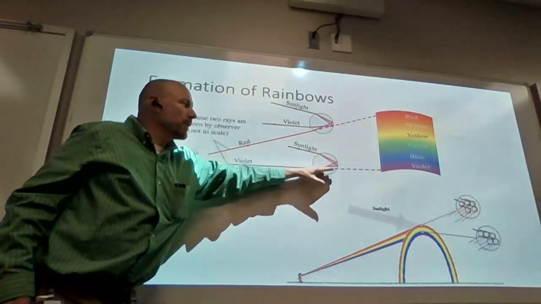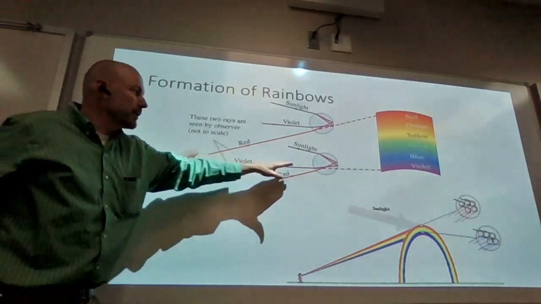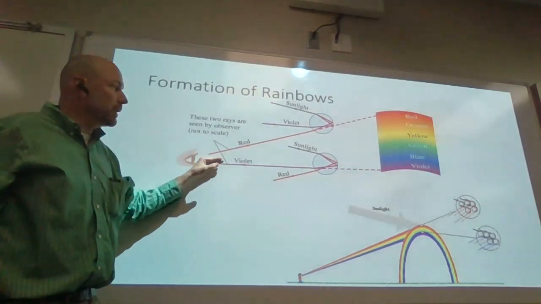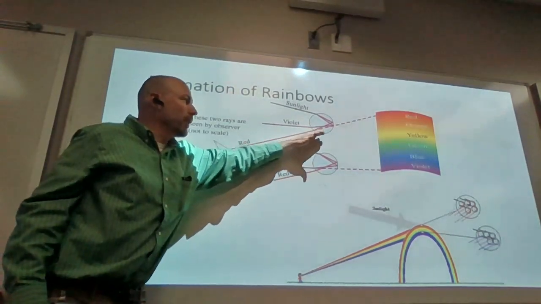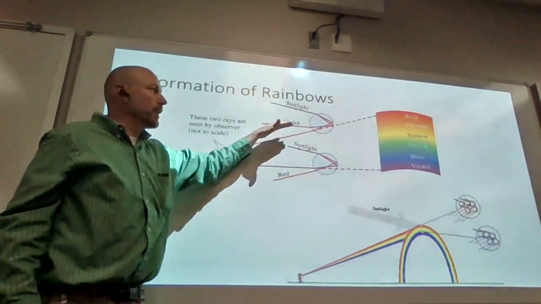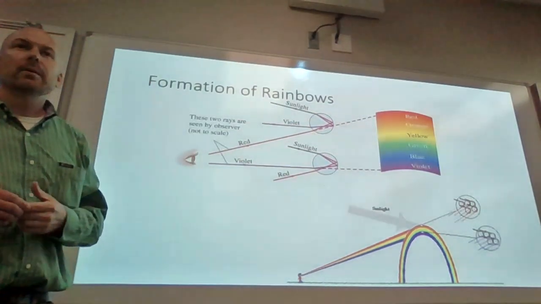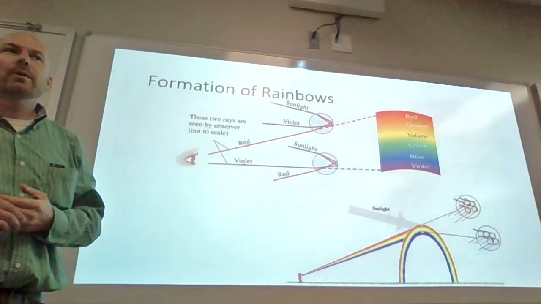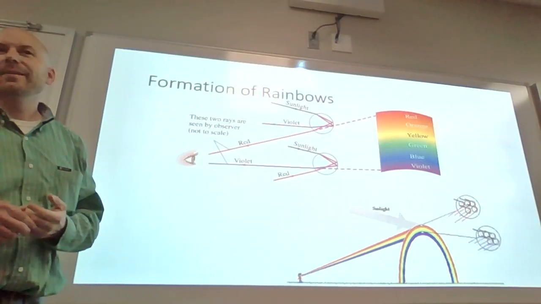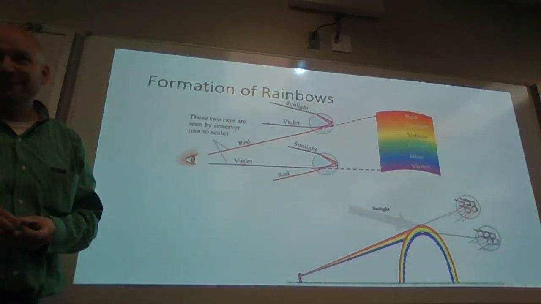This raindrop at this moment in time is lined up so that purple goes into your eye. Red's hitting your chin. So you see purple. And all the other colors in between are what cause you to see the different colors. So red ends up on top, purple's on bottom. Is it possible to see a rainbow upside down? Nope. That's why.